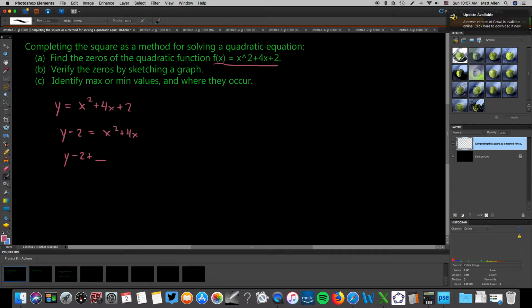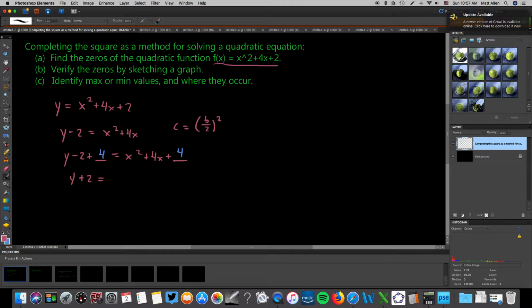I'm going to build in this constant here that I'd like to have exist that would cause this right-hand side to be what we call a perfect square trinomial. So now remember, your constant here, we want it to be equal to half your middle term squared. If our middle term is 4, half of 4 is 2, and 2 squared is 4. We're going to put a 4 here, and what we add to one side, we have to add to the other. So on the left side here, combining like terms, looks like we get a y plus 2.